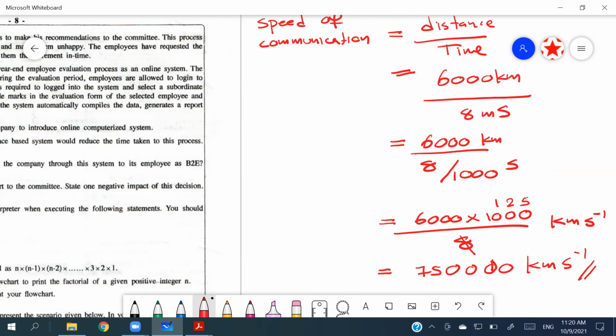Right? So if the MRTT records that it takes 8 milliseconds to travel between X and Y, the speed of communication should be 750 kilometers per second. But the problem is the highest speed is the speed of light, which is 300,000 kilometers per second. So we can't record something greater than that. Due to that, you can say this MRTT is not a reliable one.